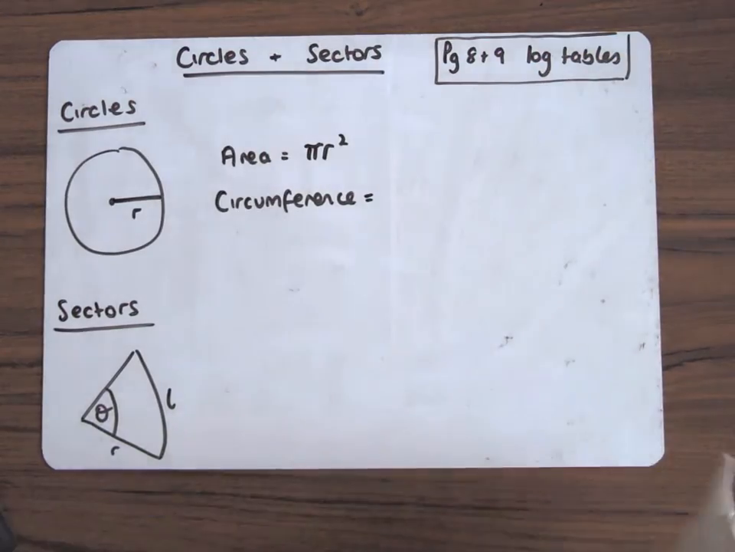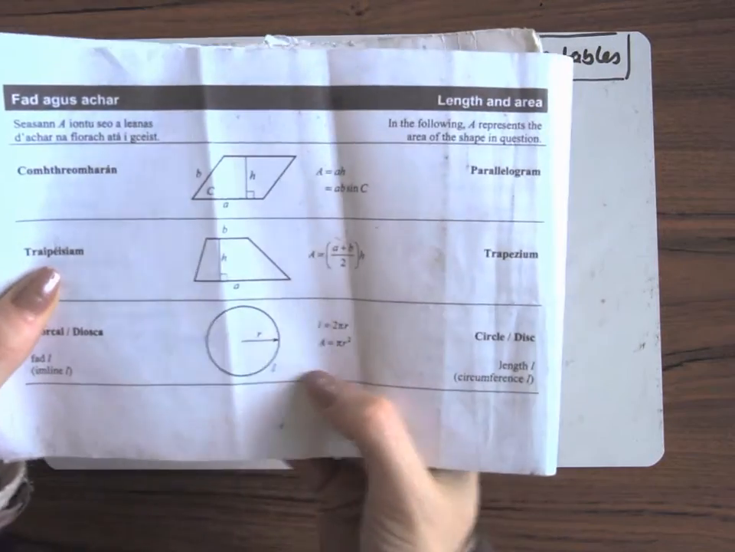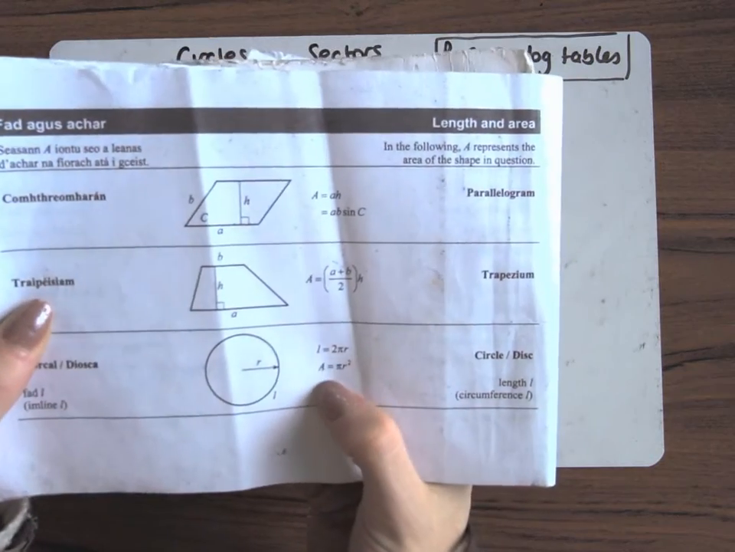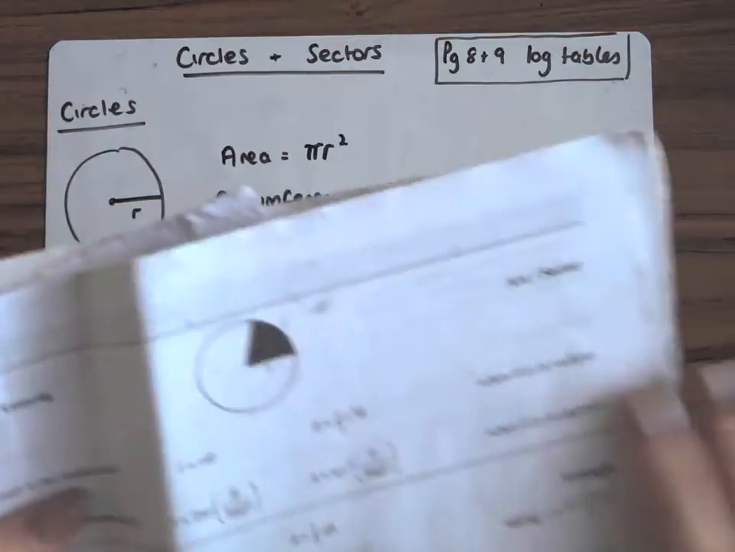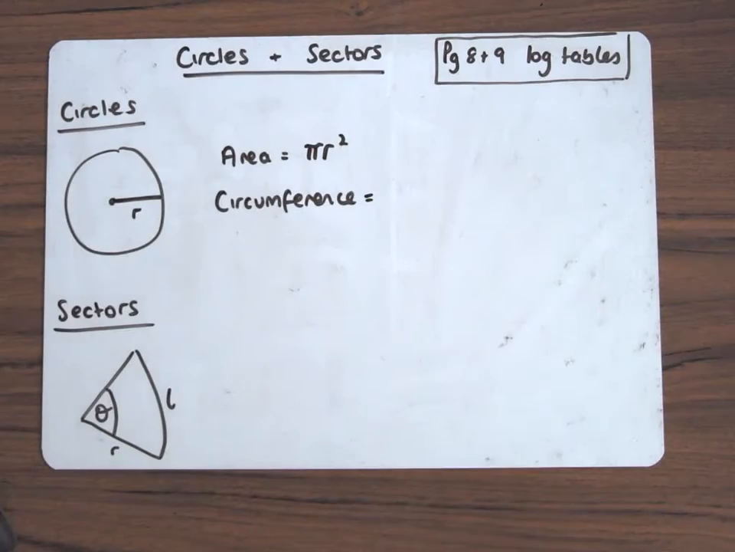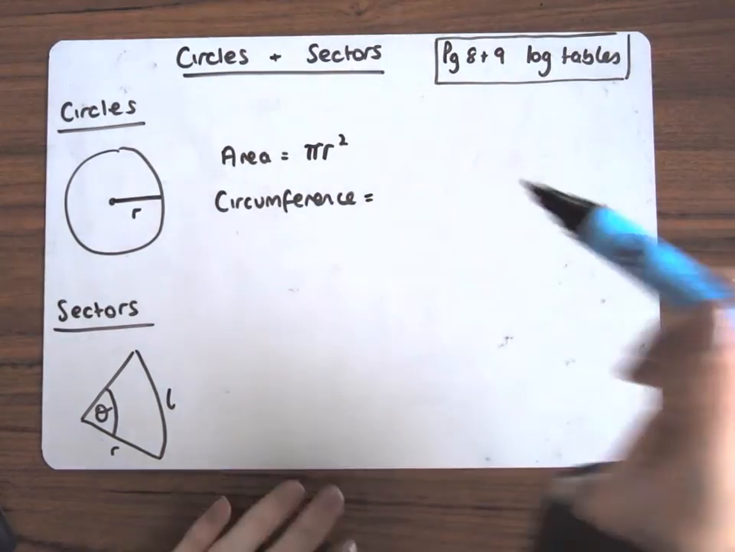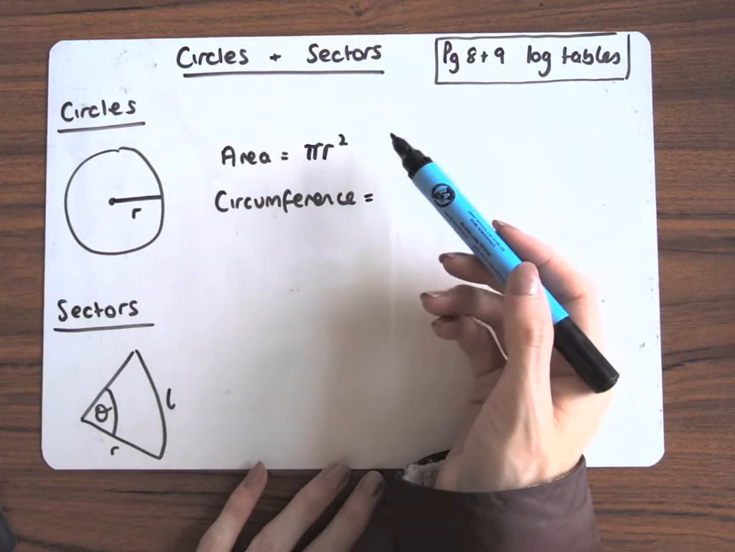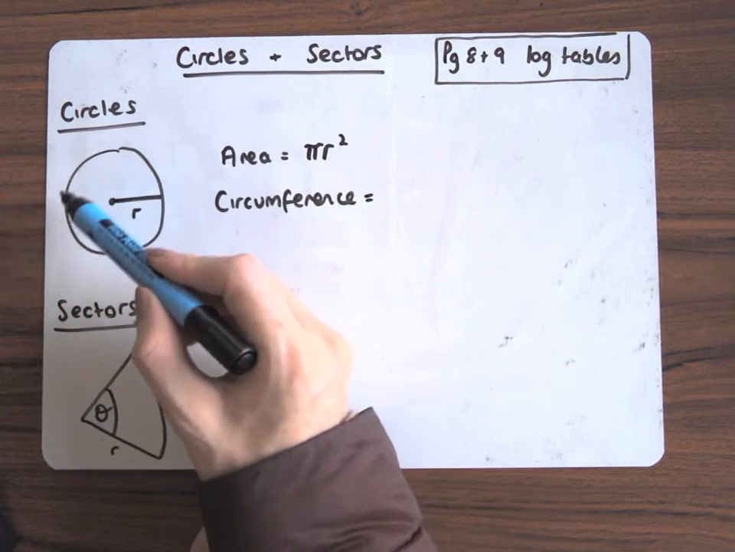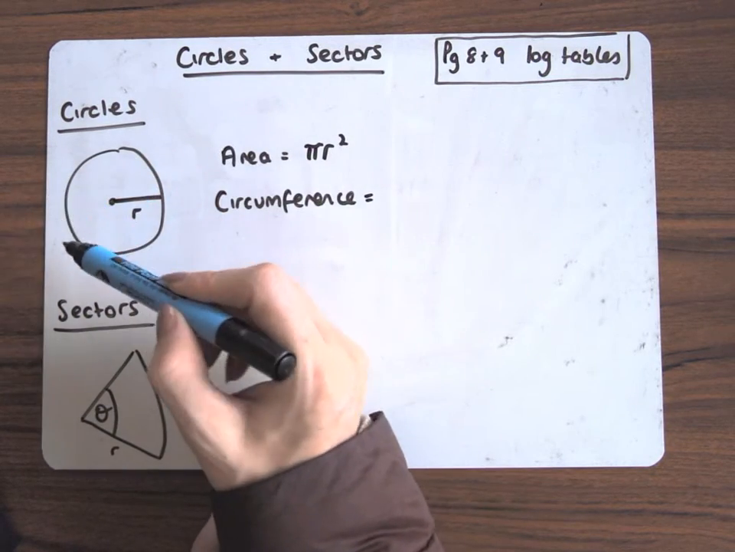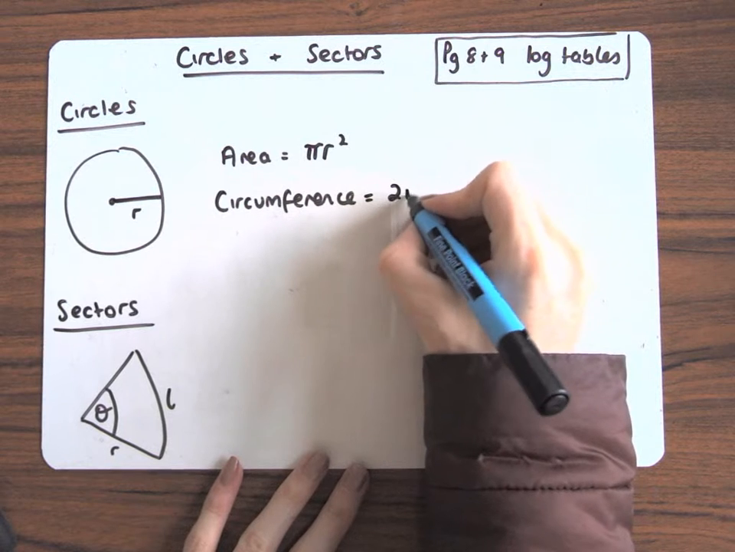Okay, so you can see circle or disc down here, area and length, and then we've sector over here. So we'll worry about the circle first. So your area is pi r squared, and your circumference, which means all around the outside, 2 pi r, good, 2 pi r.